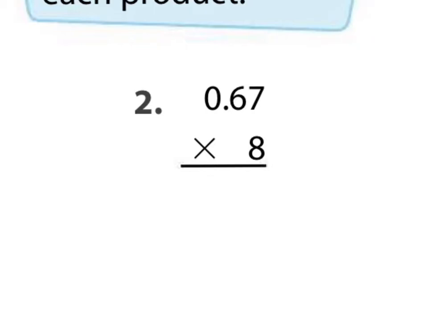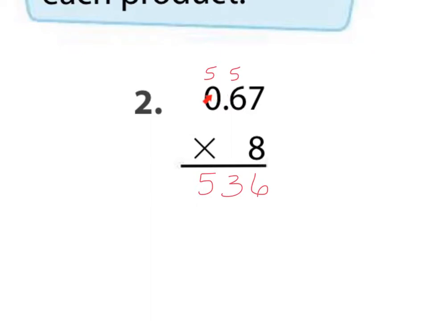So 7 times 8 is 56. 8 times 6 is 48, plus 5 is 53. And then 8 times 0 is 0, plus 5 is 5. So then let's look at our factors.